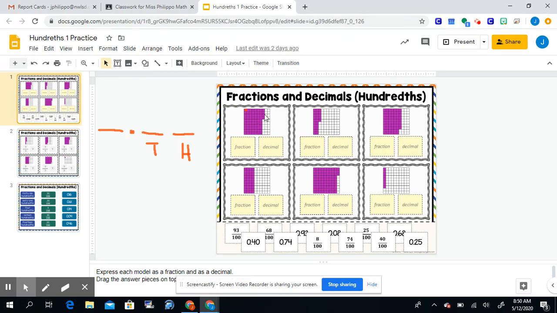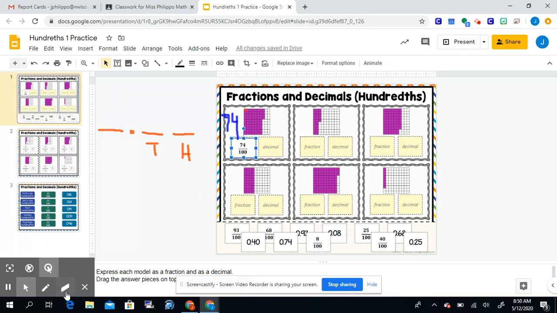And I got 1, 2, 3, 4. So looking at this one, technically I have 74, right? I got 74 out of the 100. So let's go look for that fraction, 74 out of 100. Easy peasy. Now the decimal's different. Some people think that the decimal for hundredths would be 0.074. Oops, sorry, I'm writing with my mouse.